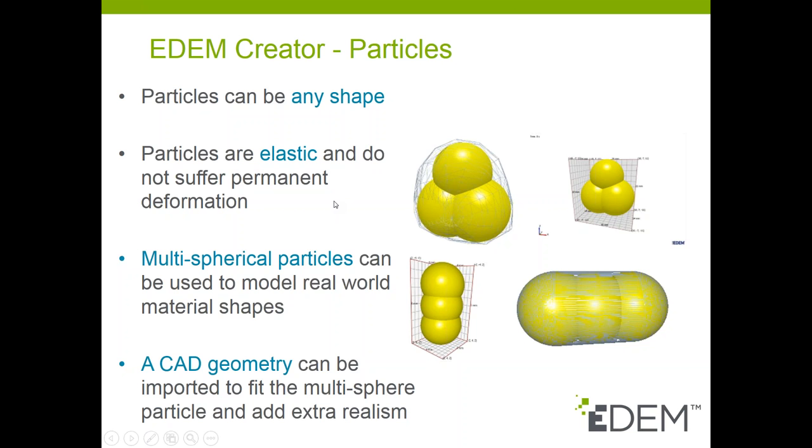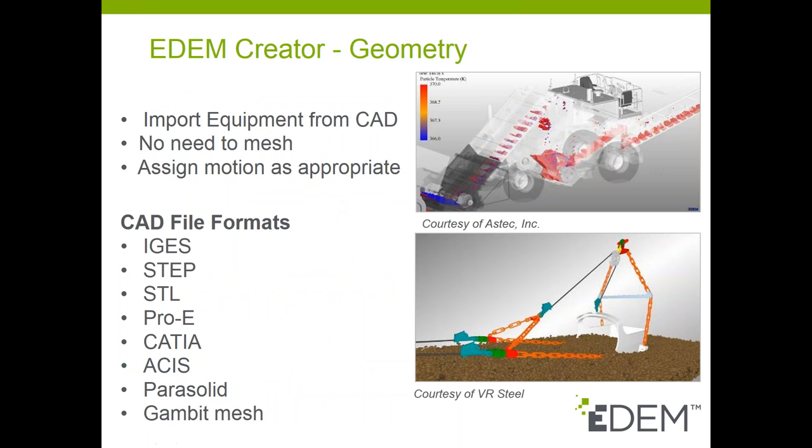With regard to the equipment geometry, within the EDEM creator, you can generate simple shapes such as cylinders and rectangles. For complex geometries, such as the ones shown here, you can generate the equipment in your CAD program and import it into EDEM. The images shown here are from our commercial customers. First on the top, we're looking at asphalt manufacture, and here on the base we have a dragline bucket used in the mining industry.